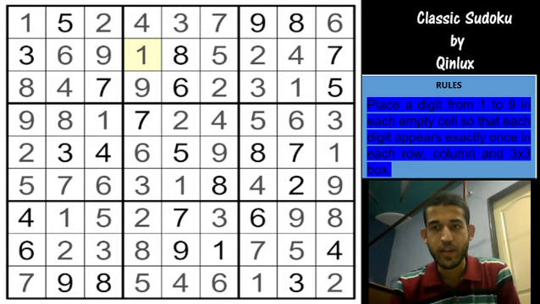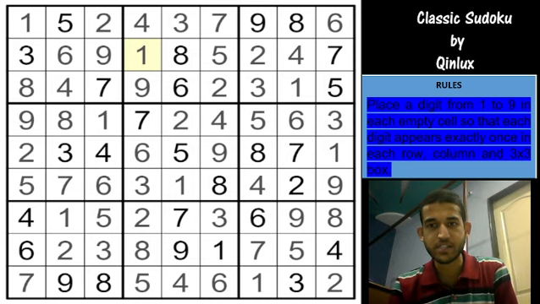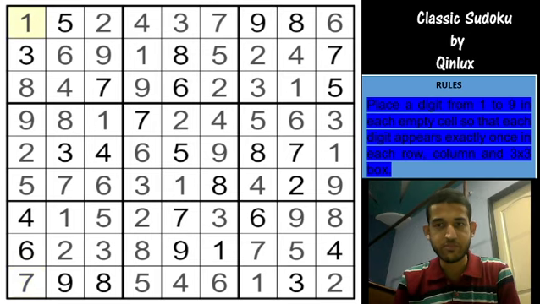Qinlux, and you can see that the deductions in column 1 were really fascinating to see, especially eliminating 2 from those cells were really difficult to spot. I hope you guys enjoyed watching me solve this Sudoku.